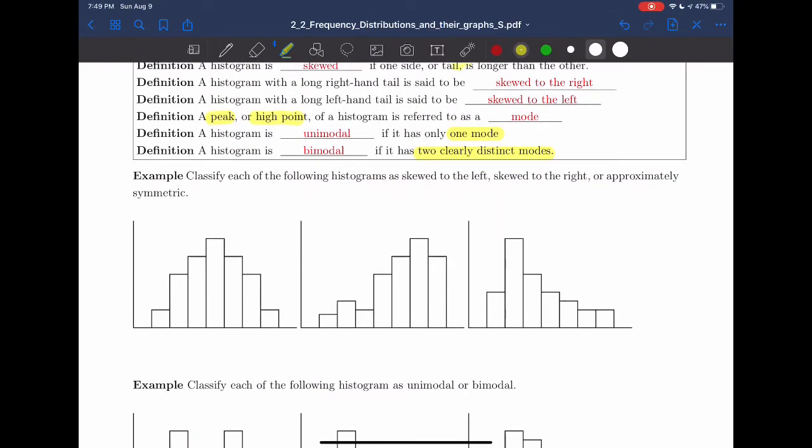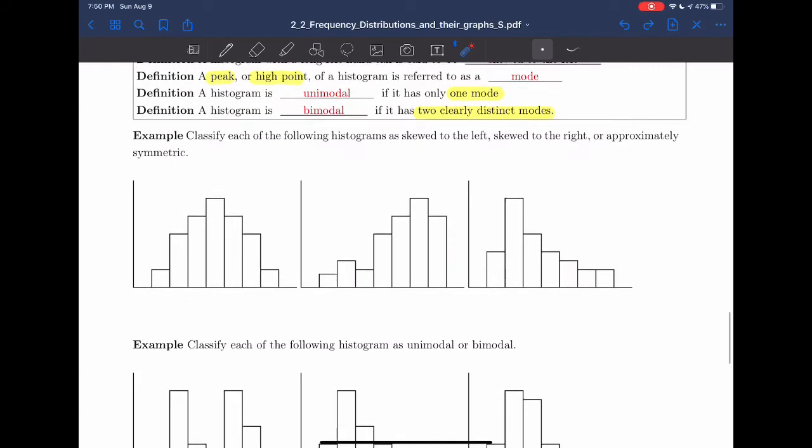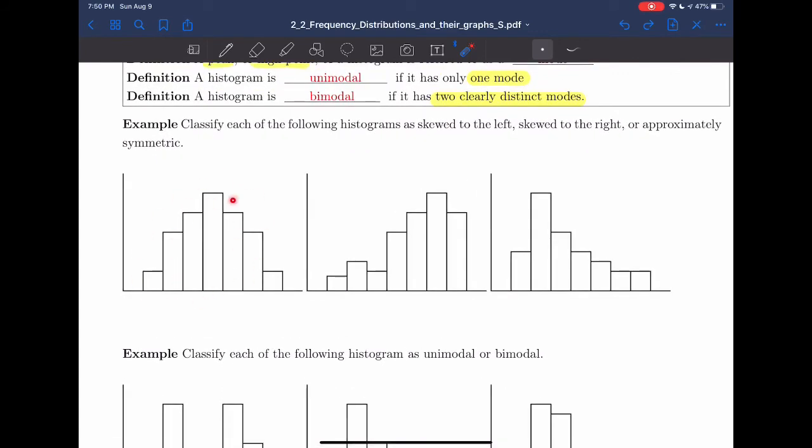You want to classify these histograms, whether they're skewed to the left, skewed to the right, or approximately symmetric. So if you look at this histogram, you see that if I cut it in half, we're going to have 2 very similar halves. So this is symmetric.